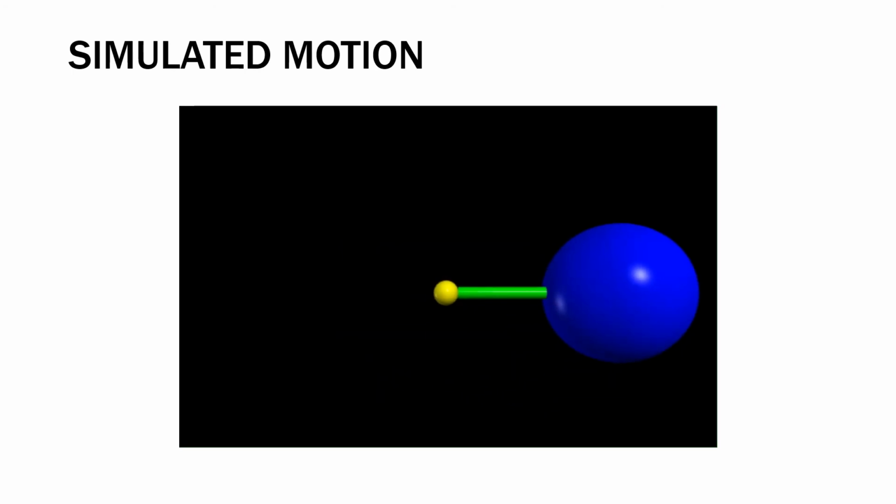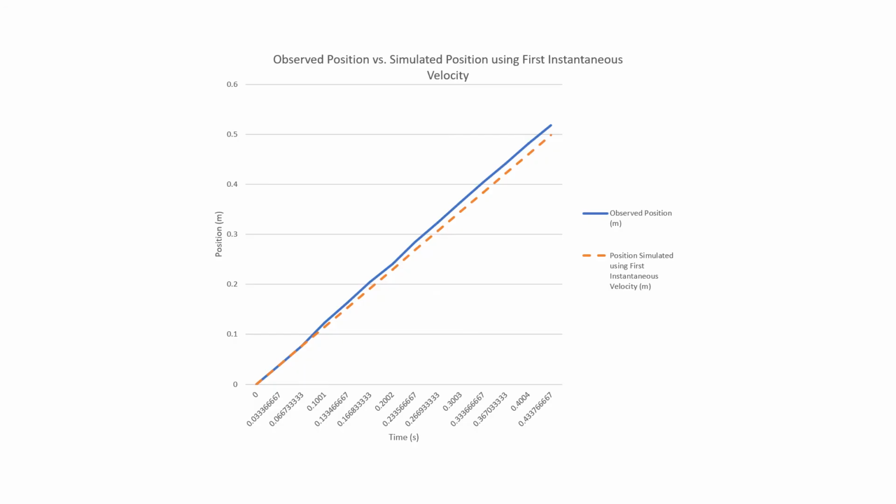From our different measured velocities, we can now simulate the motion of an object using glow script. And from those simulations, we can compute the motion of a real object and our simulated object.